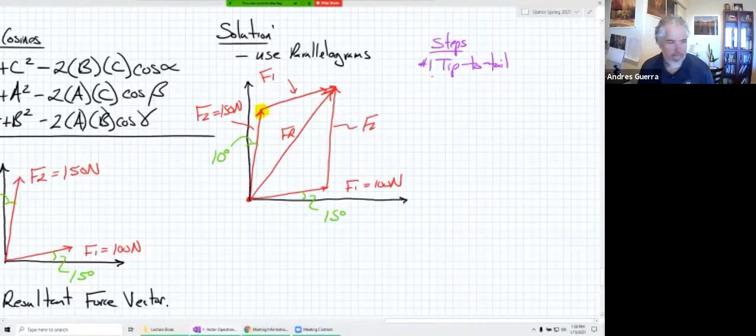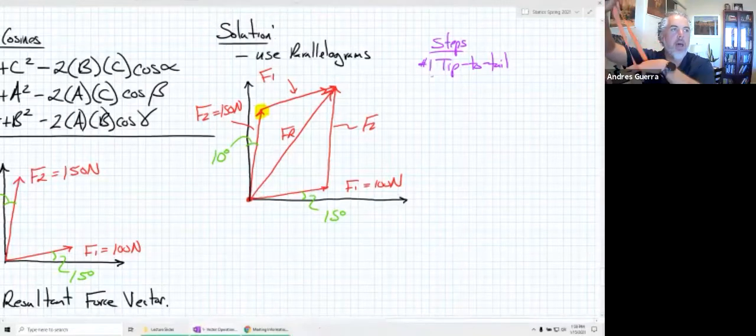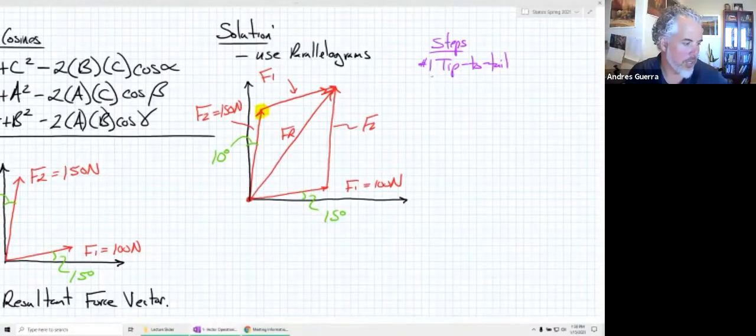Another way to think about that is if we were in class and I had somebody that was a robot and they were just holding on to the strap, and they didn't know if I was applying F2 and F1 or if I was applying the resultant, they would not be able to tell. To them, it would feel exactly the same whether it was the resultant or F1 and F2. Yes, Colin.